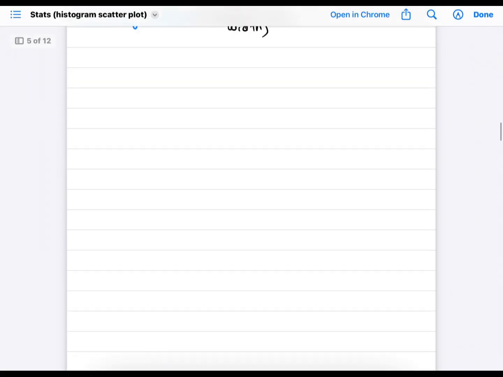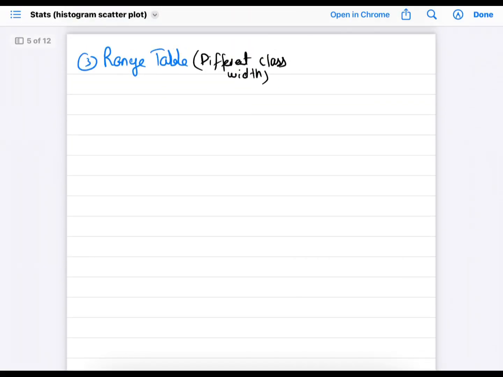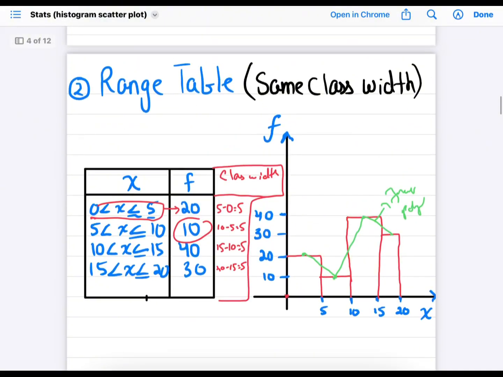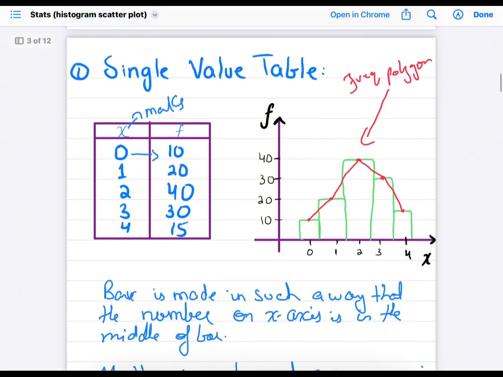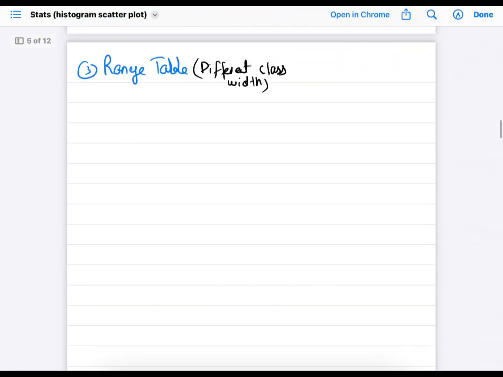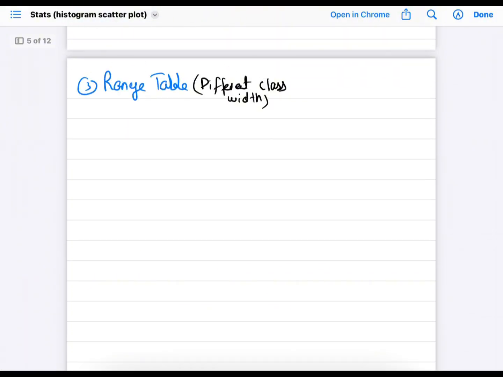But what do we have to do when the class width is different? When the class width is different, then we have one more concept, frequency density. You can see that in the previous part we plotted frequency on the y-axis. When the class width is different, then we have to convert frequency into frequency density. Now what is the formula of frequency density?